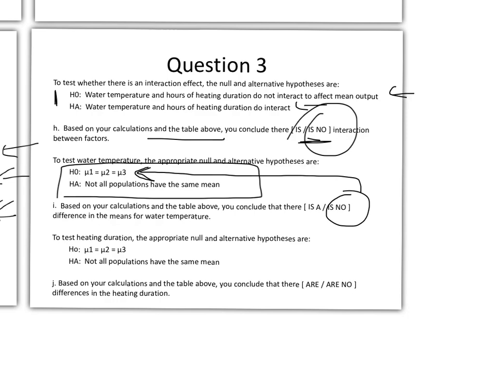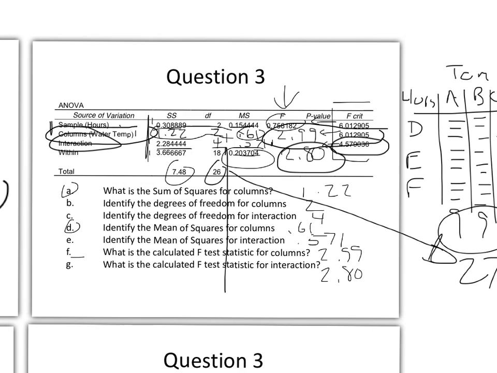Okay? And now we do the same thing for the second test, which is of the heating duration. Here we're saying all of the heating durations, the mean output is the same, and in the alternative that not all of the heating durations will have the same mean. Okay, so again, we're looking at the same thing here to see, is there any result that would be statistically significant here to say that one duration over another produces a different outcome.